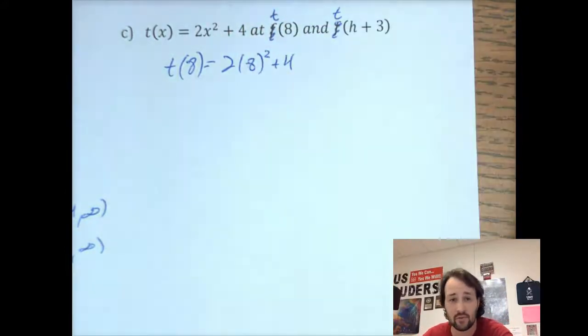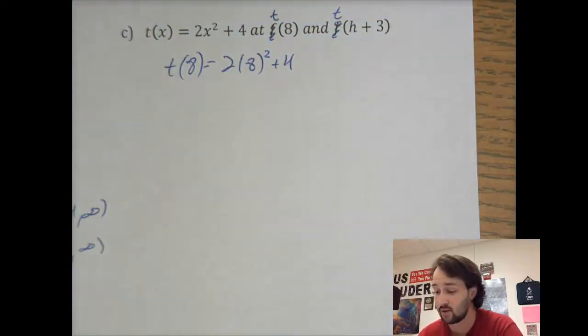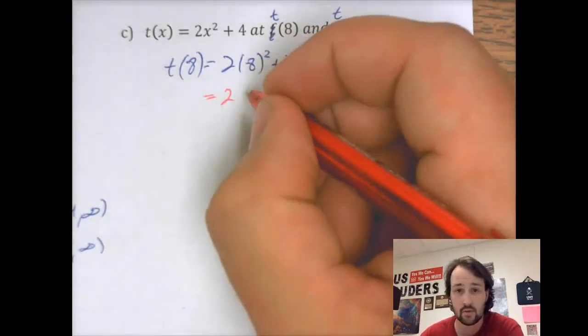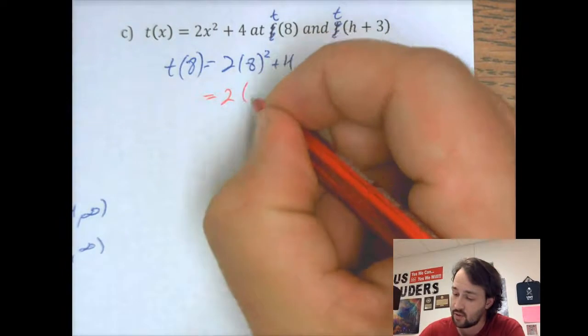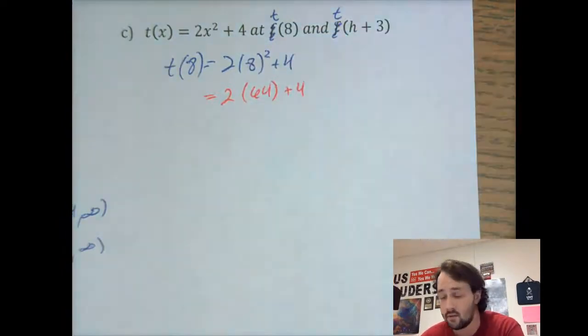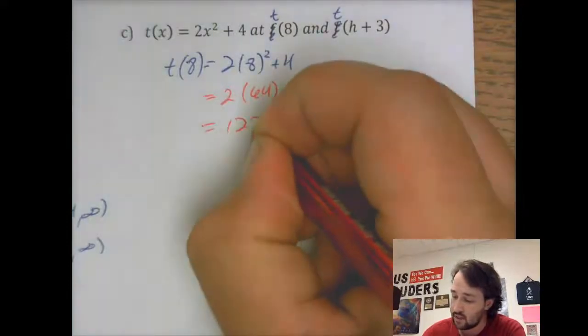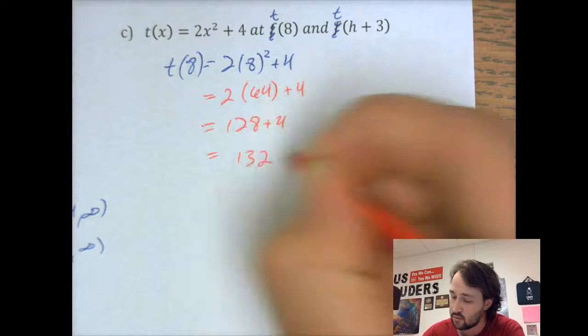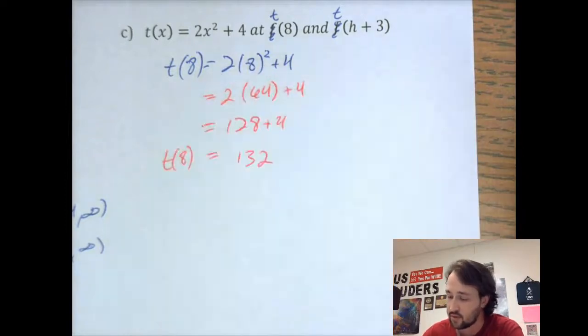So now I'm going to have to follow the order of operations, really for the first time throughout this. So I have to do 2 times 8 squared. Remember, do the exponent first. So 8 squared is 64. And then I still have that plus 4. Now I have to do 2 times 64, which is 128, plus the 4. And then 128 plus the 4 is 132. So I have t of 8 is 132.